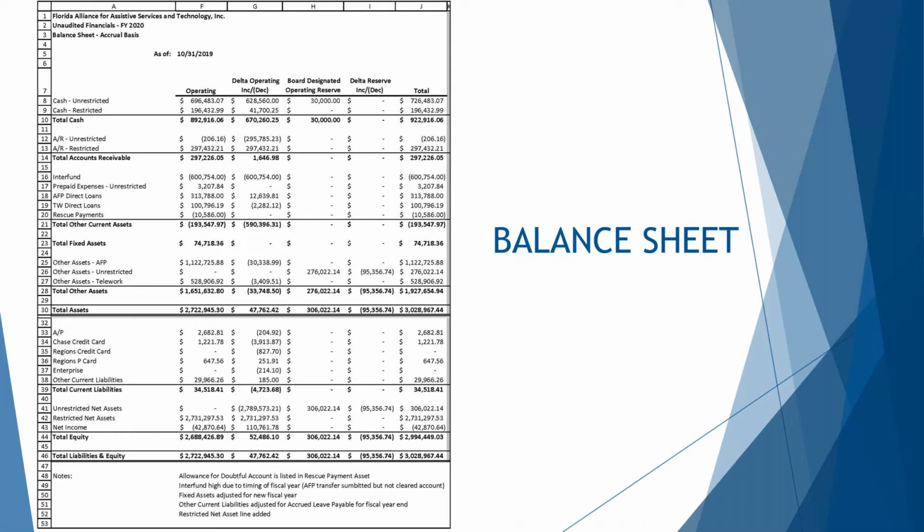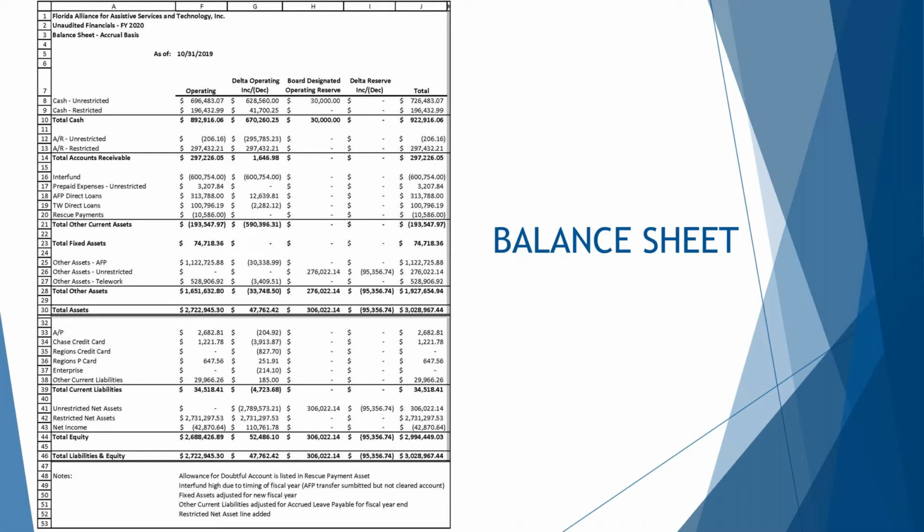And as we're looking at this, we're looking at that first left-hand column, which you can see starts with cash unrestricted, then goes into cash restricted. These are just our different account lines. Then we move to the next column, which is our operating account. The column to the right of that is the delta. So that's going to be the change in the operating account from the previous month to this month. So as you can see, if it's in parentheses, that means it declined from the previous month. And if it's not in parentheses, that means it increased.